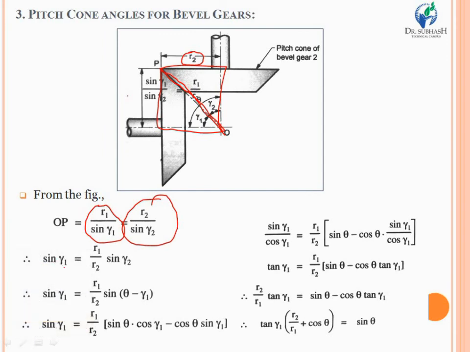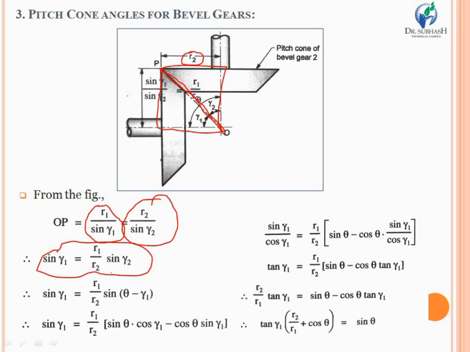Now we know that sin gamma 1 is equal to R1 upon R2 sin gamma 2. Basically it is the ratio of the sines of the angles between the radii of bevel gear 1 and 2. Ultimately the entire equation is sin gamma 1 upon sin gamma 2 equal to R1 upon R2, and from that relation the equation is converted in terms of sin gamma 1, so it will become sin gamma 1 is equal to R1 upon R2 into sin gamma 2.